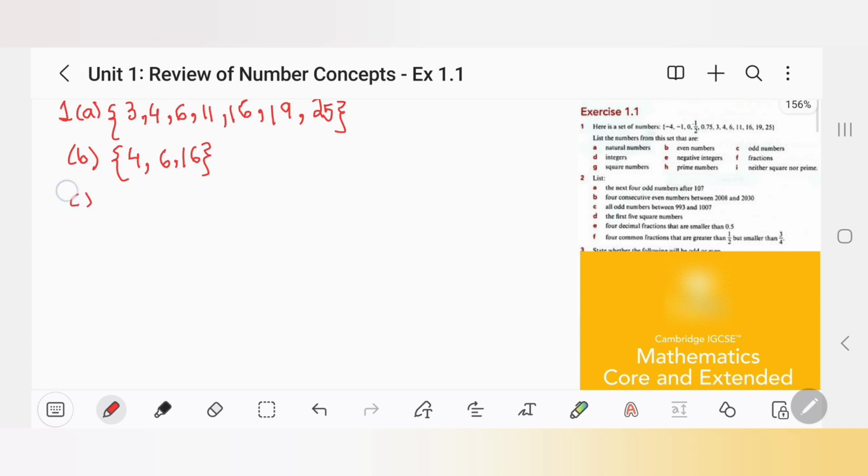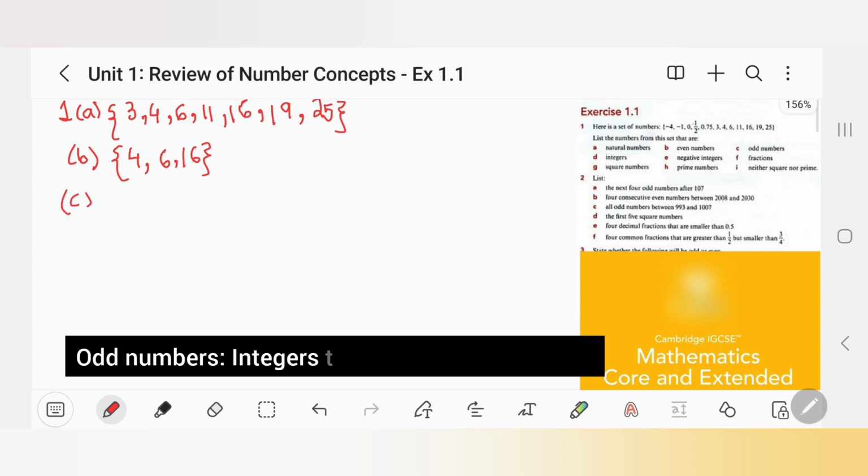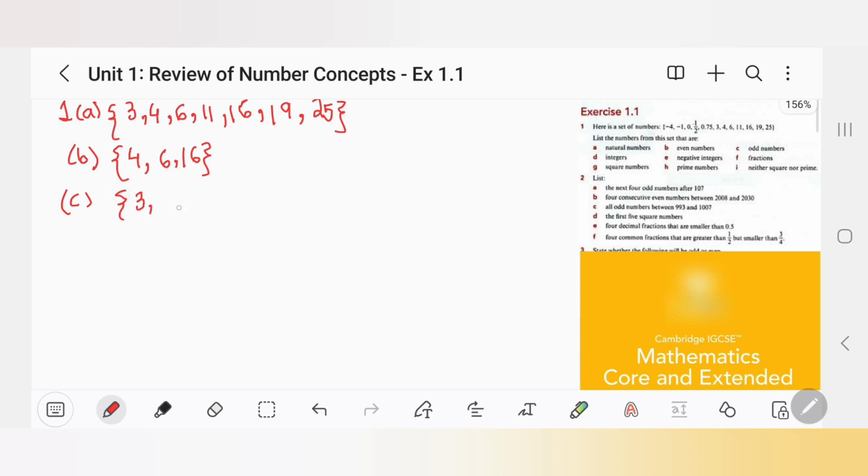So in C part they are asking write all the odd numbers. So yeah, the numbers which are not even are odd numbers. So yeah, here we are writing 3 can go there, 11 can go there, 19 can go there, and last but not the least 25 will also go there.